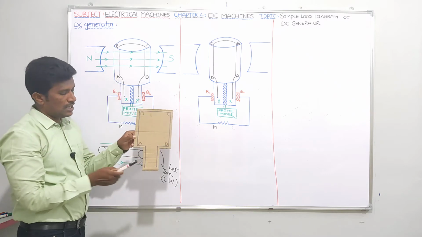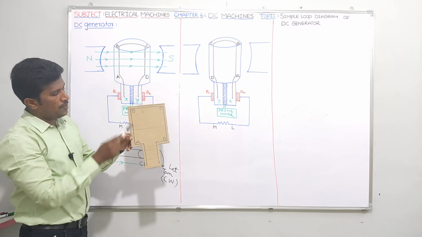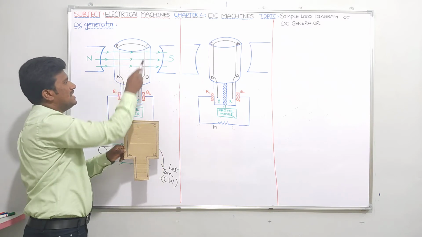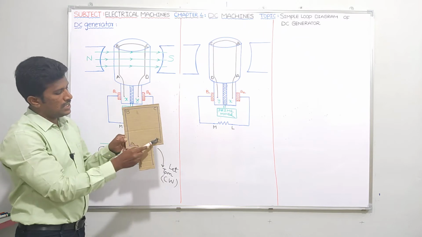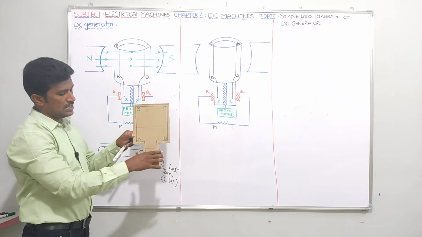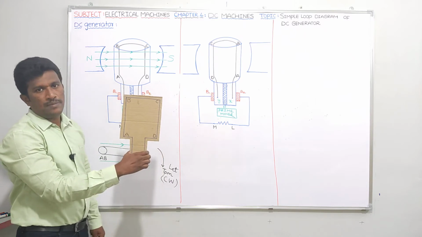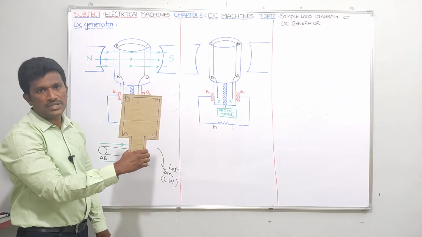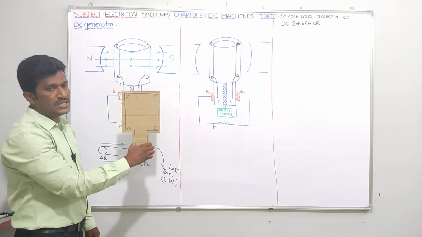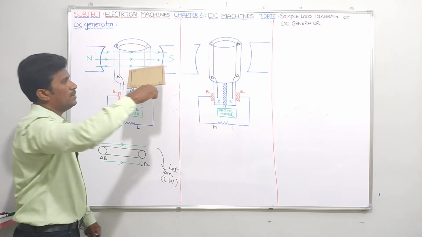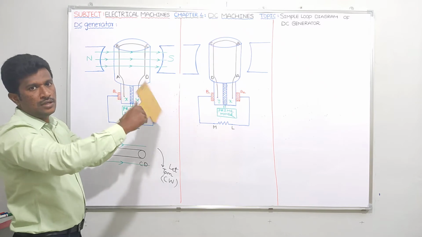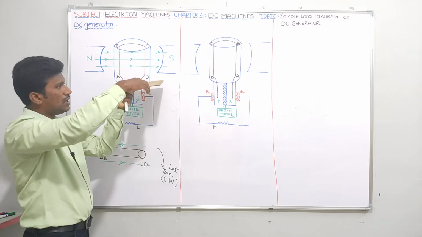AB is a conductor. I am just showing here. CD is a conductor. And these are the two ends of your ABCD conductor. ABCD is a coil. Is it clear? Practically, don't think that this ABCD conductor will be like this. It will not be like this. It will be like this. See, it is rotating like this.